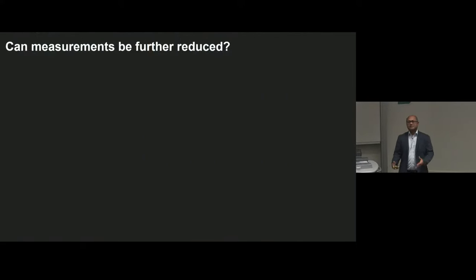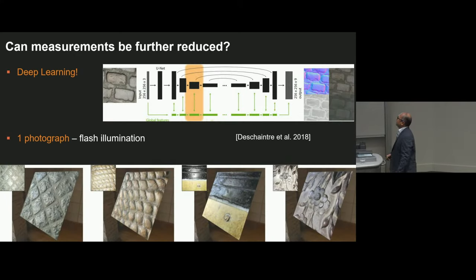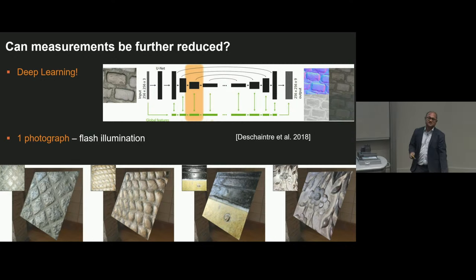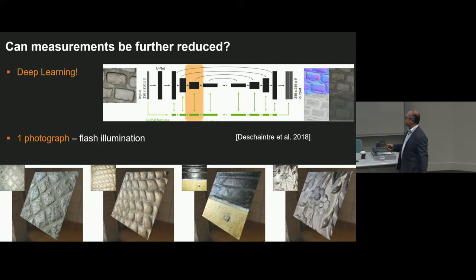So can you do any better? Can you reduce measurements further? And the answer is yes. And the solution is deep learning. And this is not my work. This is the work of Valentin Deschantre when he was doing his PhD at INRIA, where he published the seminal SIGGRAPH paper where he showed that just flash illumination, one photograph of an unknown sample, if you pipe it through a deep neural network, you can do very good reflectometry in that sense and predict all of the maps that are required to do realistic rendering.